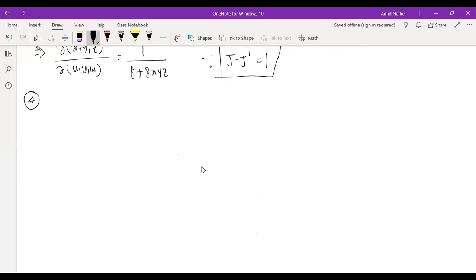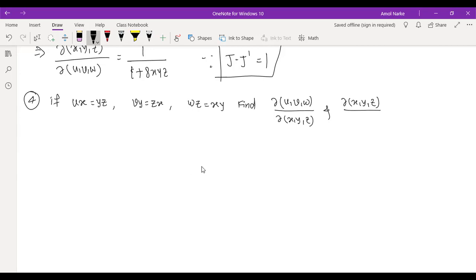What they are saying: if u into x is equal to y into z, v into y is equal to z into x, and w into z is equal to xy, find the Jacobian of uvw with respect to xyz, and the Jacobian of xyz with respect to uvw. Now tell me, which one is easy?